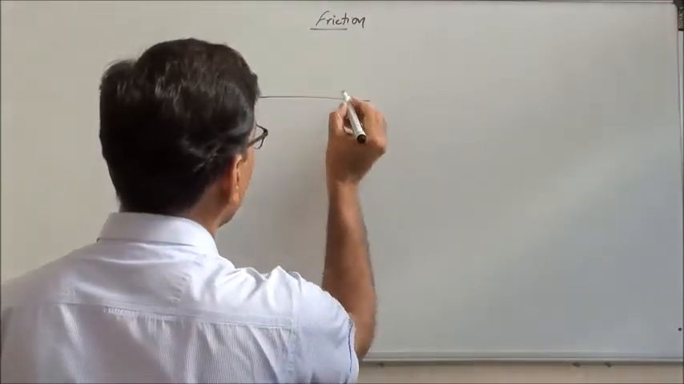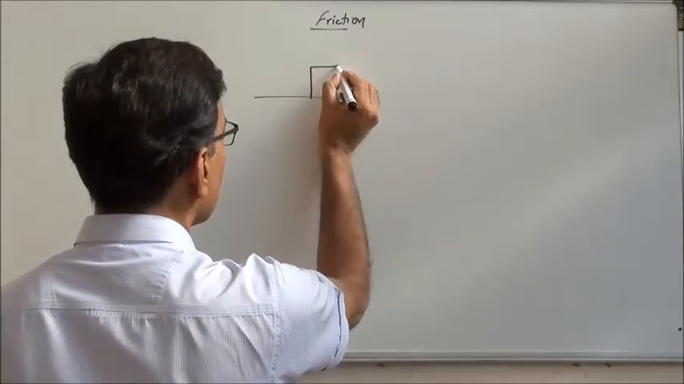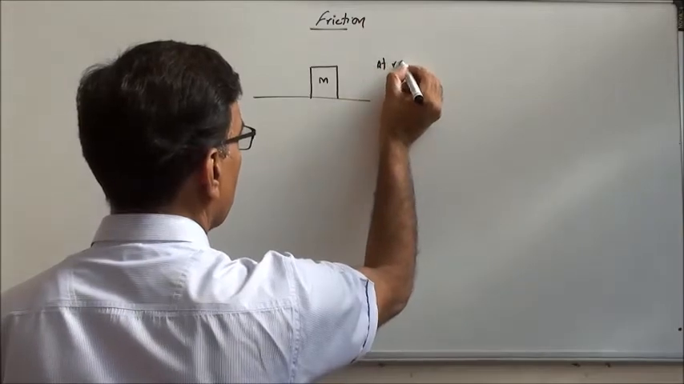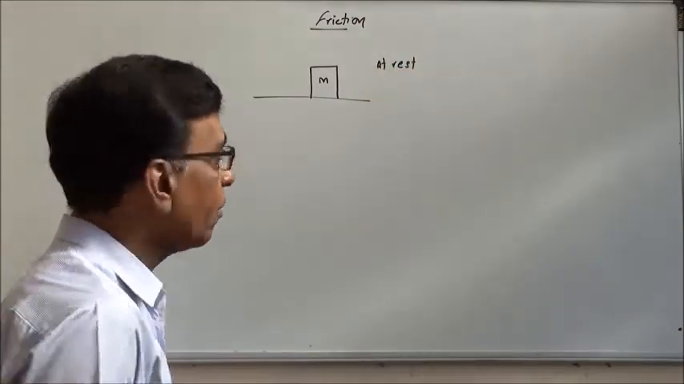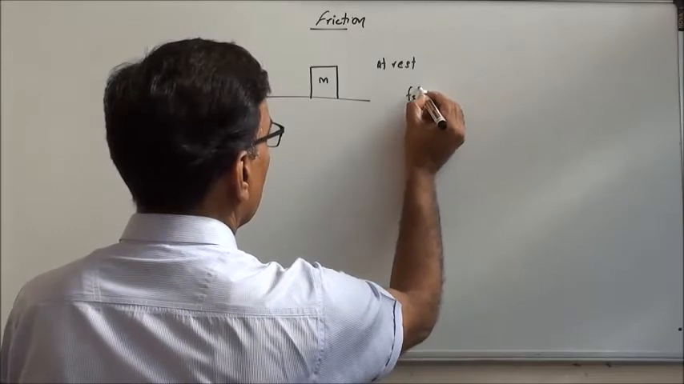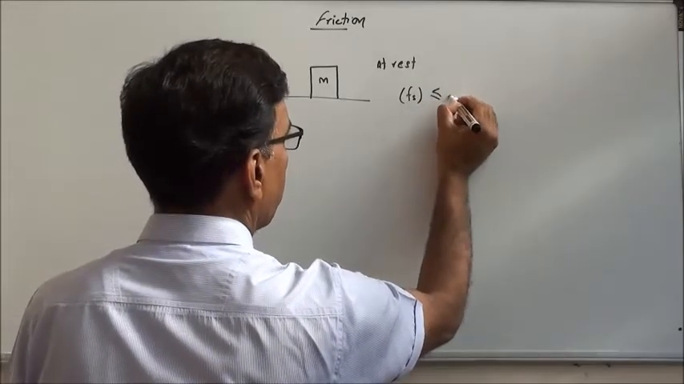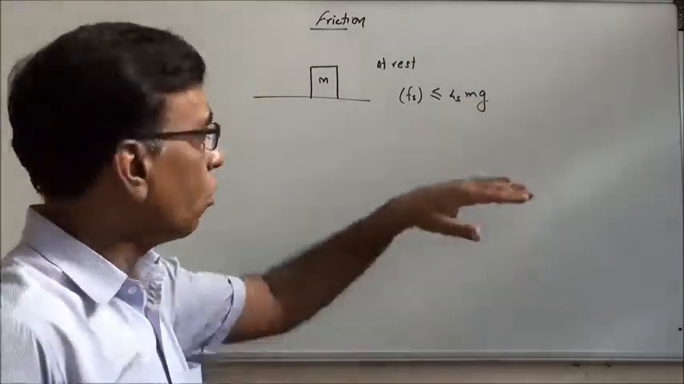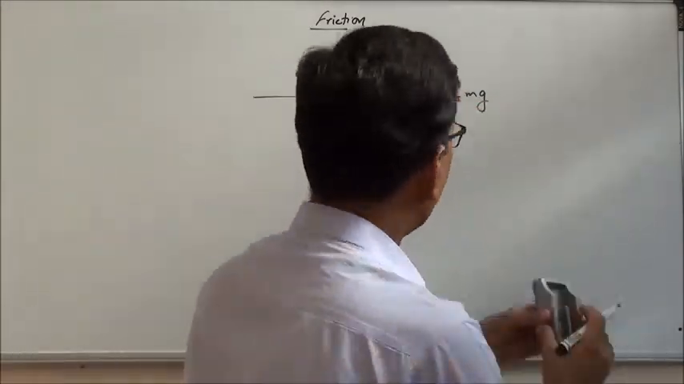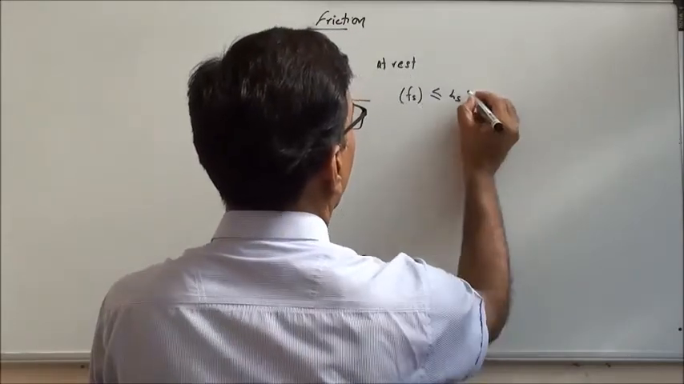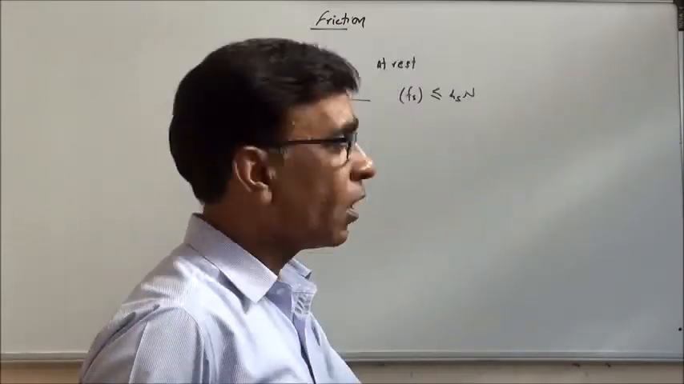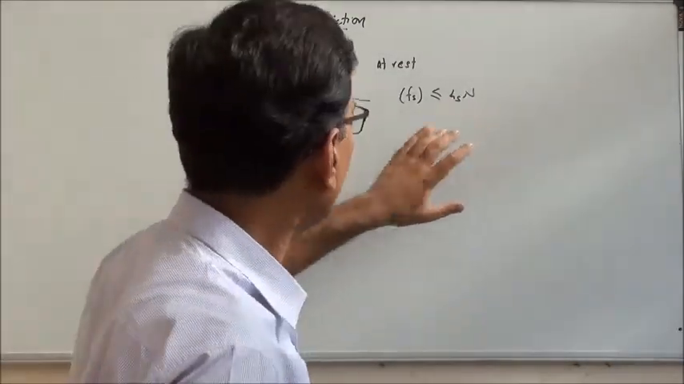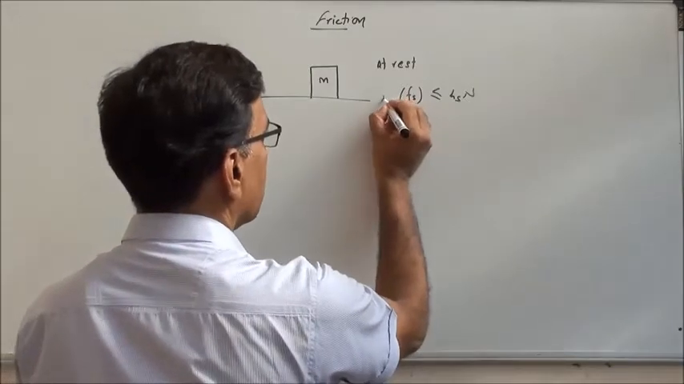So static friction is the frictional force acting between two bodies at rest, and its value is mu s mg on a horizontal surface, otherwise it is mu s into R or N, the normal reaction. This is the maximum value of the force, which we call the limiting frictional force. So this is the magnitude.